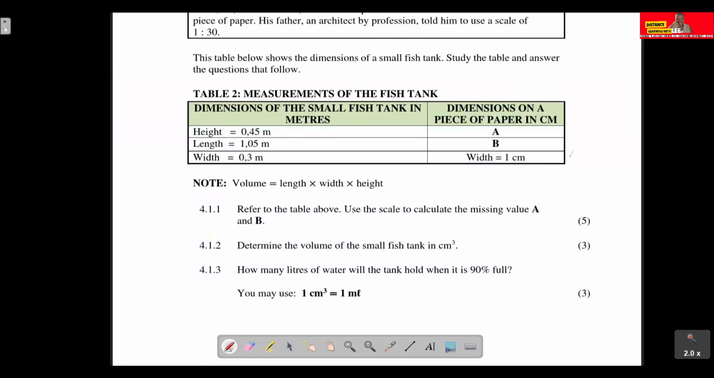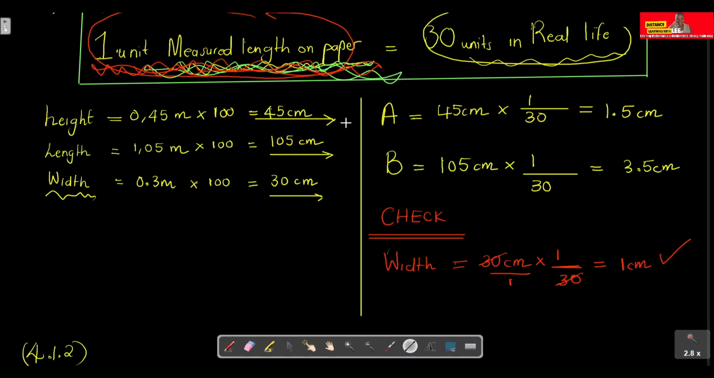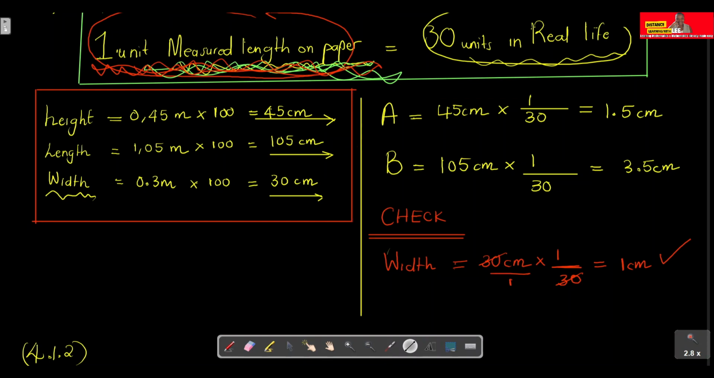Question 4.1.2 says determine the volume of the small fish tank in centimeters cubed. We are already given the dimensions of the small fish tank. But remember, these dimensions were given to us in meters, and we converted them from meters into centimeters. So we're going to use these same converted dimensions, 45 centimeters, 105 centimeters, and 30 centimeters, to determine the volume of our small fish tank.